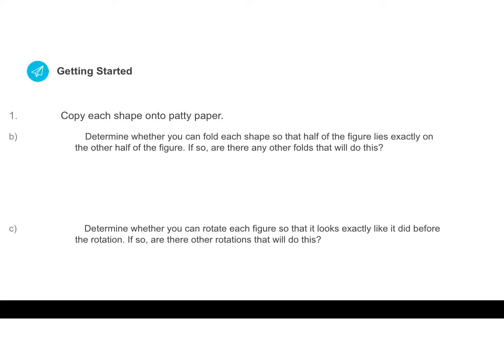Okay, what you need to do is take each of those shapes and see if you can fold them in half so that half of the figure lies exactly on the other half of the figure. And if you can, how many different folds can you do to determine that? So determine whether you can, well, let's just start with that. Go ahead and pause and give it a go.